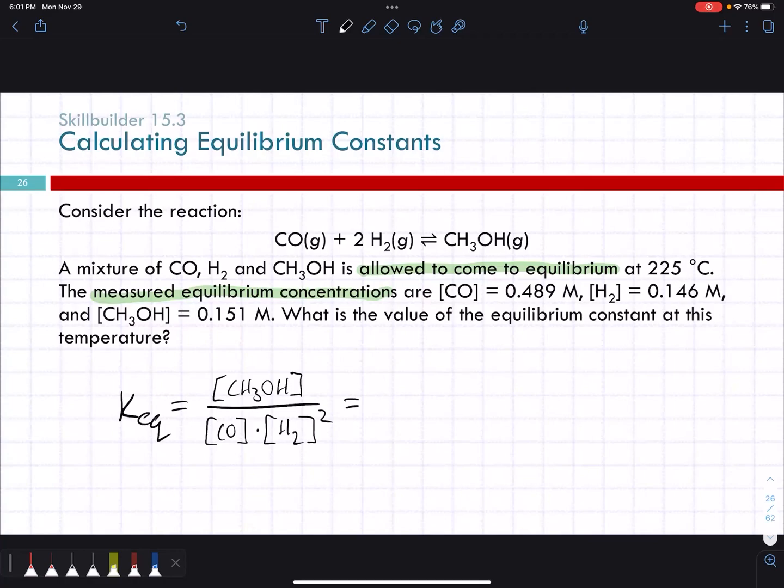So again, we can just punch these numbers in. So methanol, 0.151, over carbon monoxide, 0.489, times our concentration of hydrogen, 0.146 squared. So 0.151 over 0.489 times 0.146 squared. We're going to get 14.5.